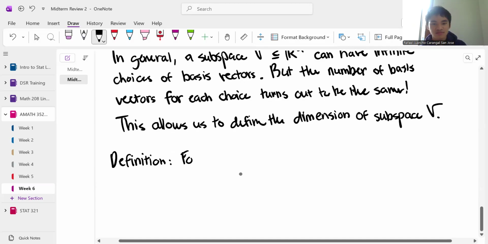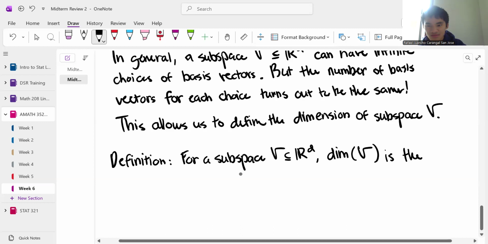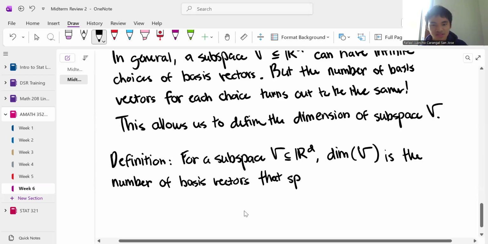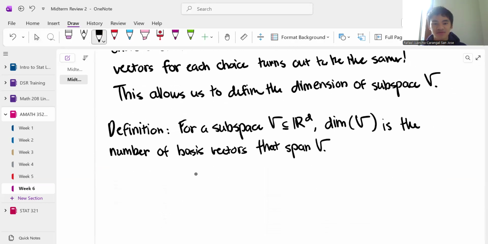So we say that for a subspace, say V in Rd, so that's how you write it, the dimension of our subspace is the number of basis vectors that span V. So the dimension of our subspace V is the number of basis vectors that span V.